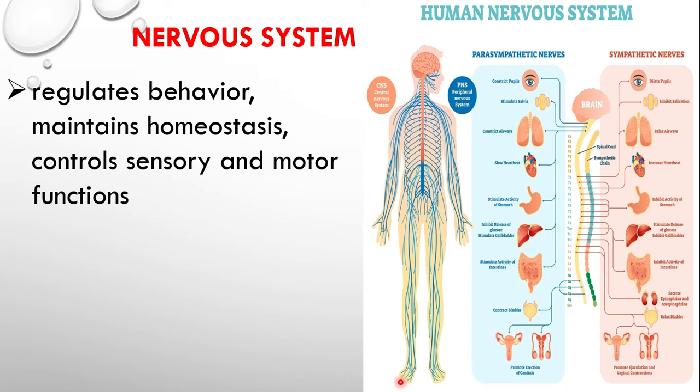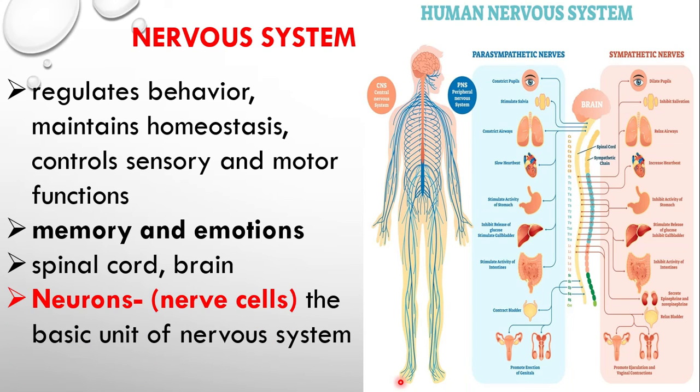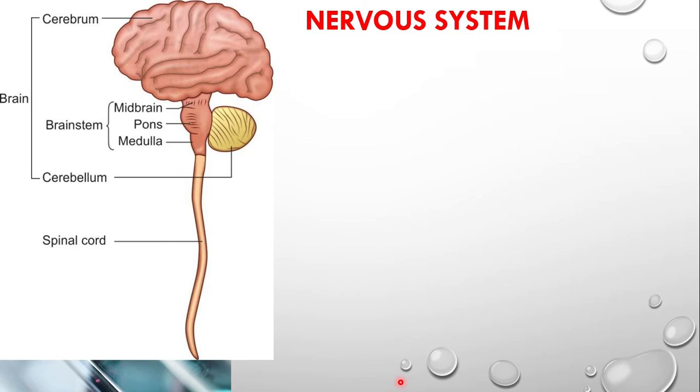Okay, so the nervous system regulates the behavior, maintains homeostasis, and controls sensory and motor functions of the body. Okay, so it is also involved in memory and emotions. The main parts of the nervous system are the brain and the spinal cord. Okay, so it also includes the neurons or the nerve cells, which are the basic unit of the nervous system. Okay, so we also have divisions of the nervous system.